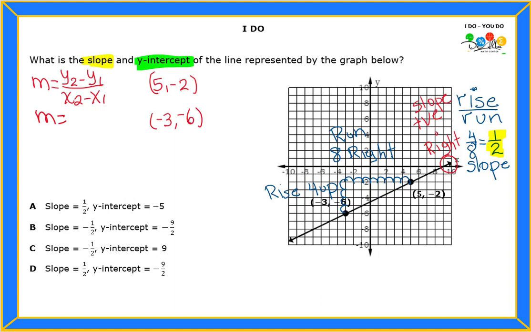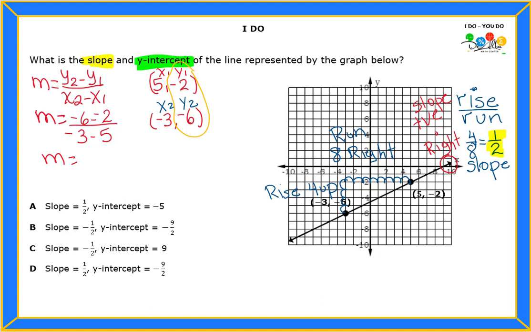And I want you to write labels here. So my labels will be x sub 1 and y sub 1 because that's my first point. These will be x sub 2 and y sub 2 because that's my second point. I'm going to ask you to circle the y coordinates because those will go on my numerator. So let's continue. Y sub 2 is -6 minus -2 over -3 minus 5.